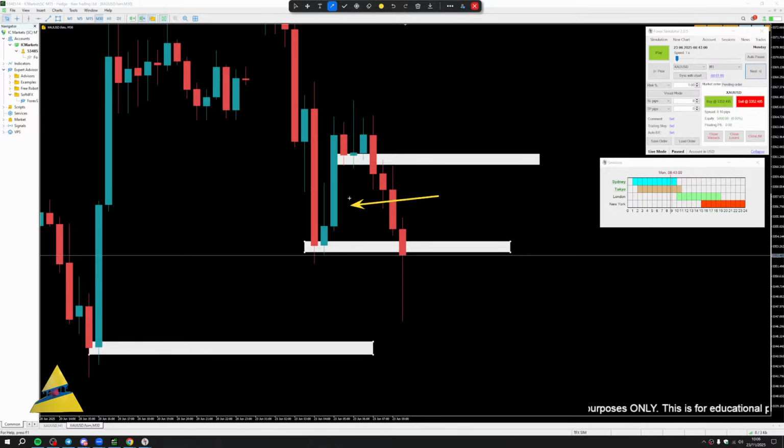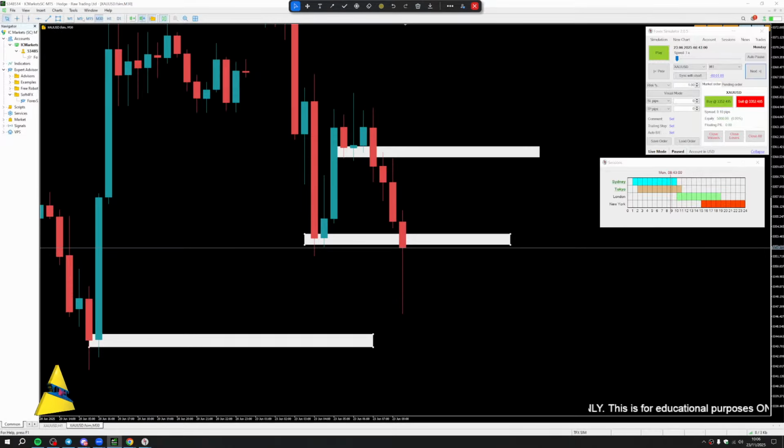But you see, in this scenario, we were not able to get stuck in, and price was just distributing. Straight up, 1, 2, 3. Just straight up bearish. So we could not get stuck into this. So what can we do now?